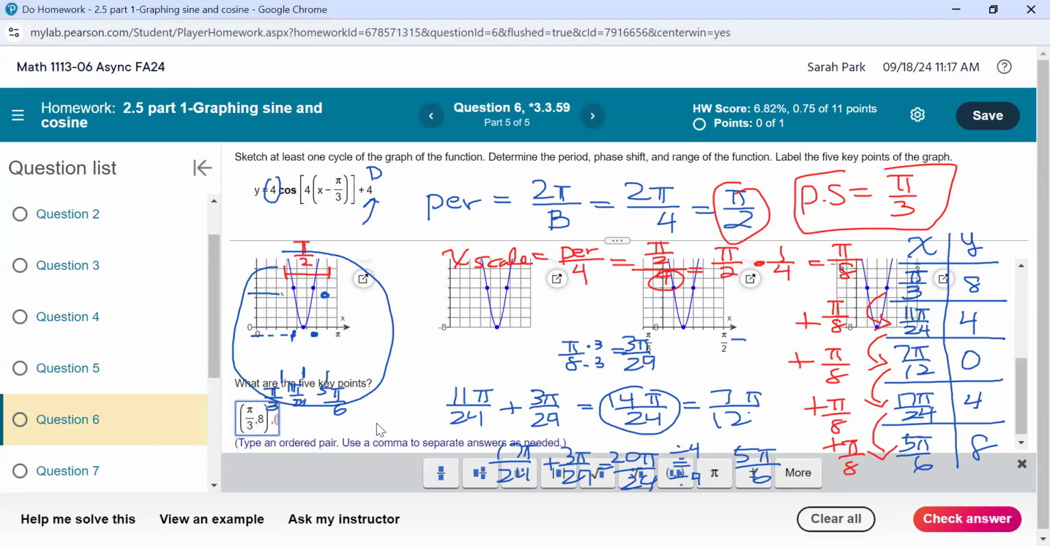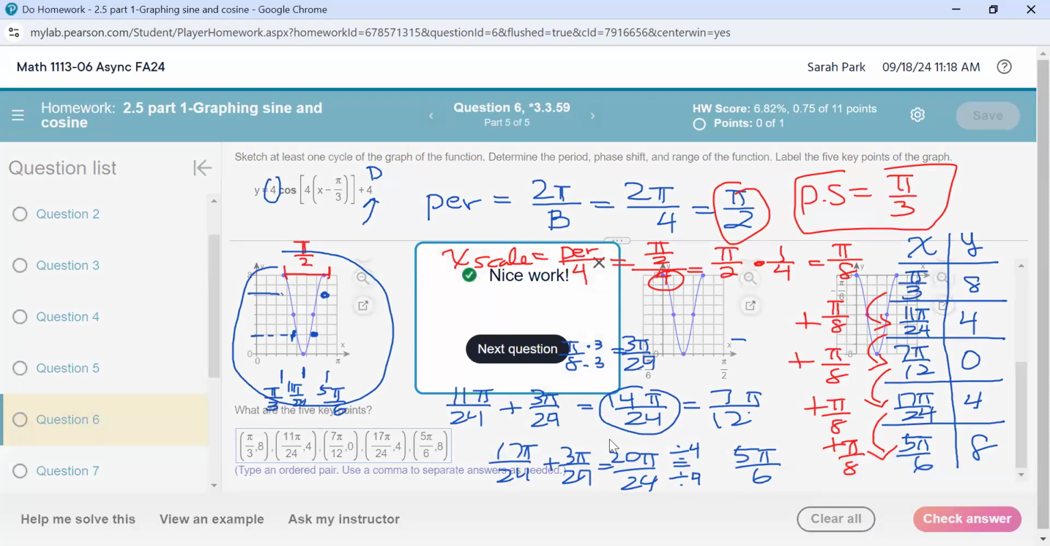And then do another comma, do 11 pi over 24, comma 4. And then the third point, 7 pi over 12, comma 0. And then 17 pi over 24, comma 4. And then 5 pi over 6, comma 8. Okay, let's see. And if not, we'll have to go back. Okay, so I did do the calculations correctly.